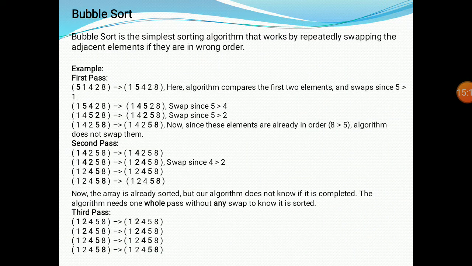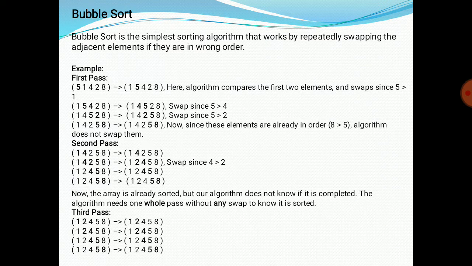Now we come to the bubble sort algorithm. This is another sorting technique, just like selection sort. It also arranges the list of unordered elements into some specific order. The order can be either ascending or descending. So bubble sort is the simplest sorting technique that works by repeatedly swapping the adjacent elements if they are in the wrong order.